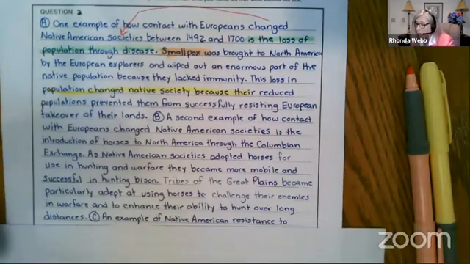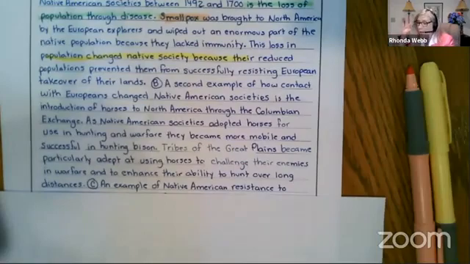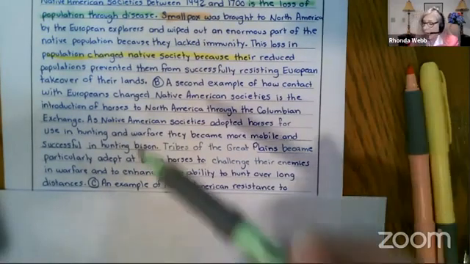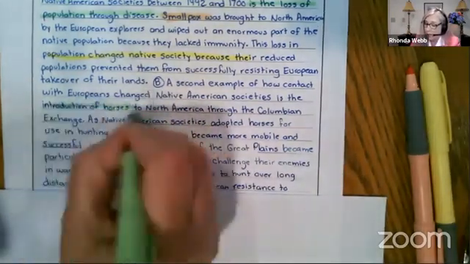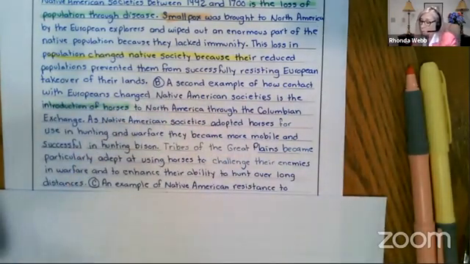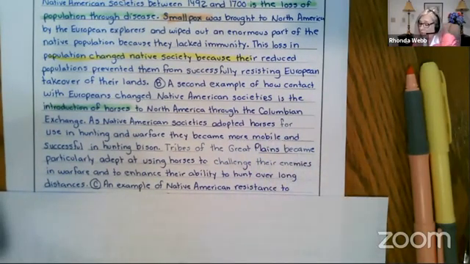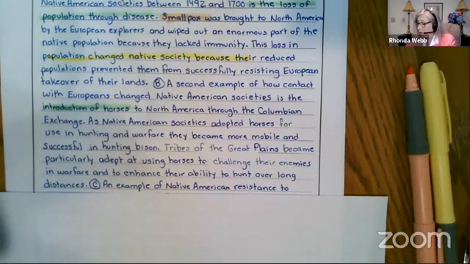A second example of how contact with Europeans changed Native American societies, I'm going to say, is the introduction of the horse through the Columbian Exchange, right? Show off that knowledge that you've got those words, Columbian Exchange. So as Native American society, I've got to give an example. When was the horse used and where was it used?